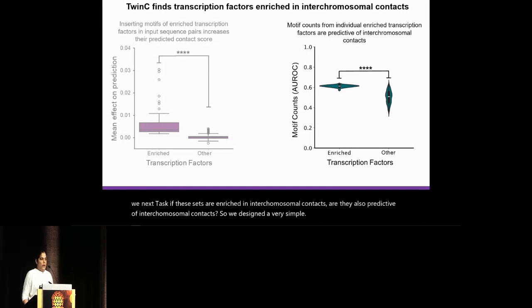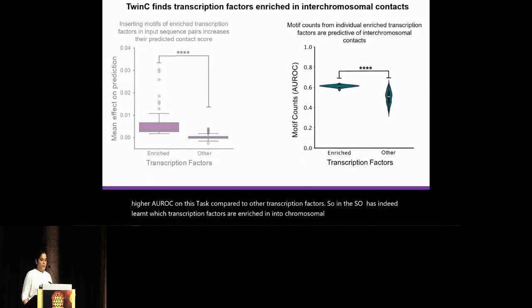And here I'm plotting AUROC of this predictor on the task of predicting interchromosomal contacts. And you can see that the enriched set has significantly higher AUROC on this task compared to other transcription factors. So Twinkie has indeed learned which transcription factors are enriched in interchromosomal contacts.